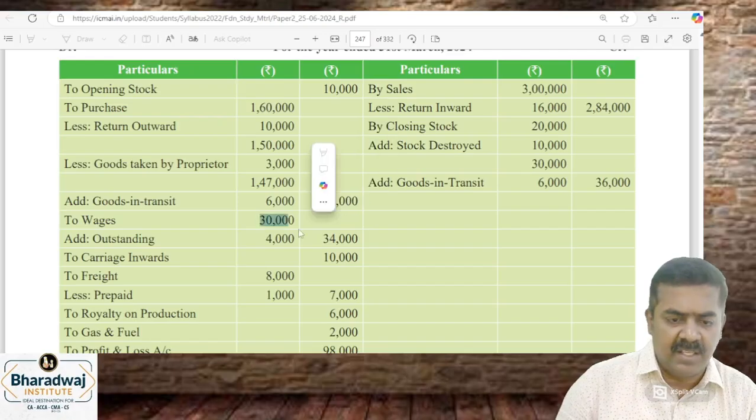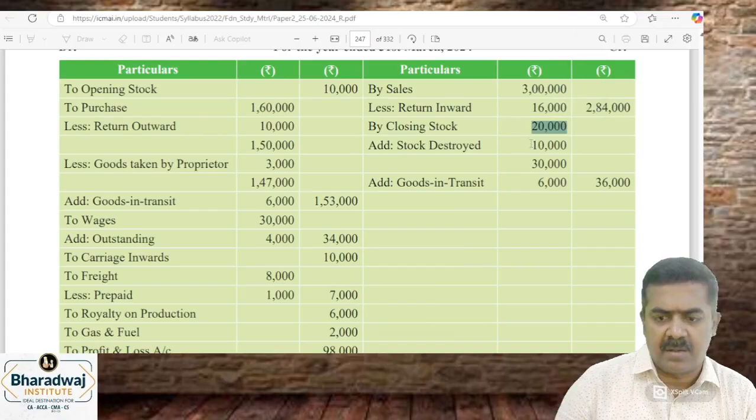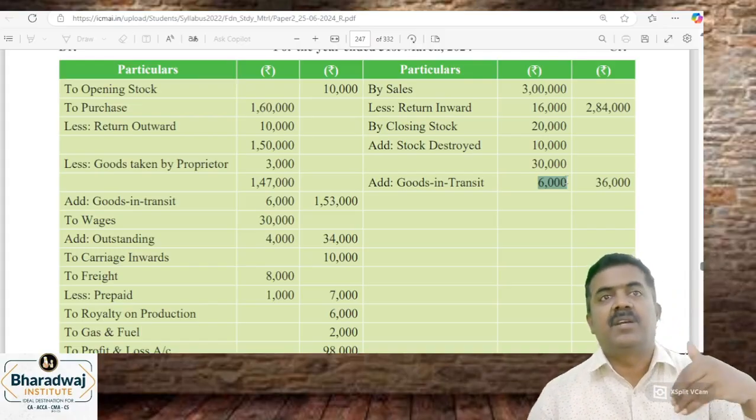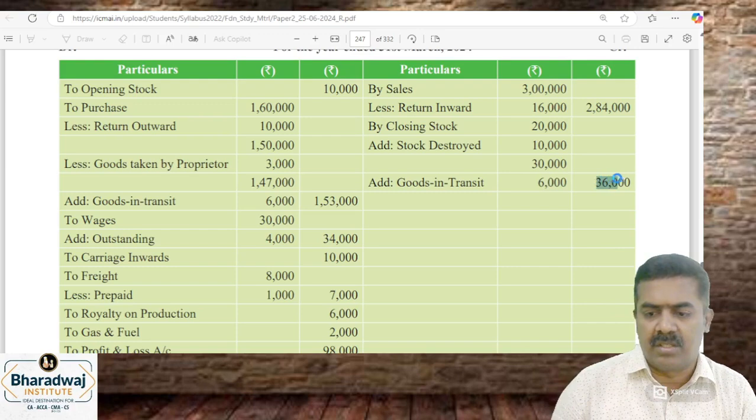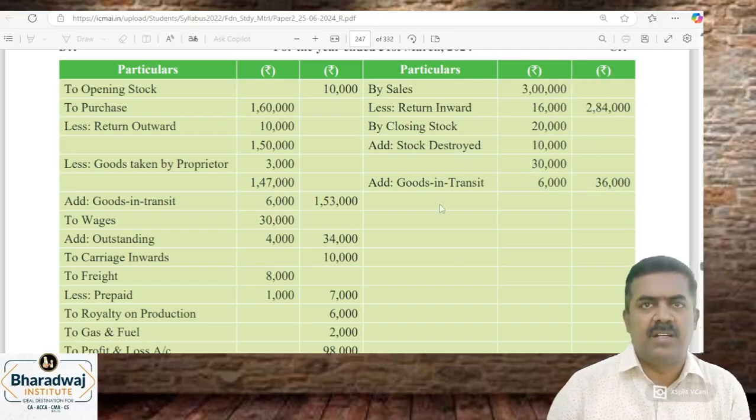If you look at opening stock, purchases minus returns minus goods taken by proprietor, goods in transit will come. Wages plus outstanding wages. Carriage inwards will come. Freight minus paid in advance. Royalty on production, gas and fuel will come. Sales minus returns will come. Closing stock minus stock destroyed by fire. Include the goods in transit also. We purchased the goods, but we are yet to get the delivery of the goods. So closing stock, stock destroyed, and goods in transit, totally 36,000 will come.